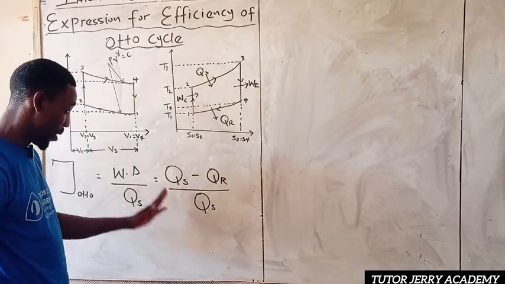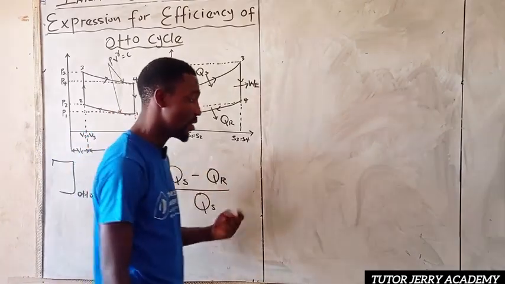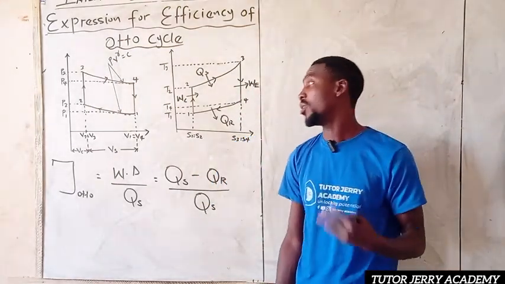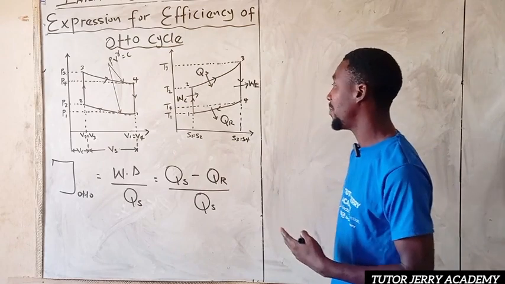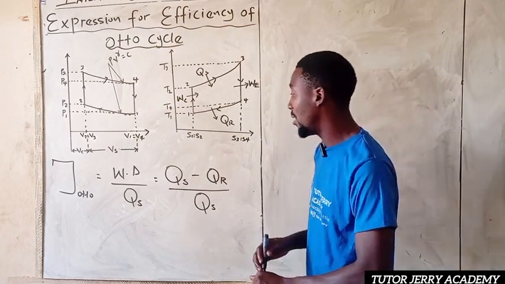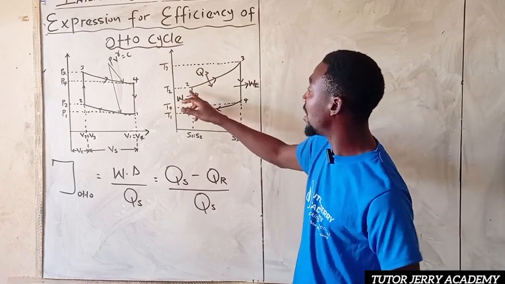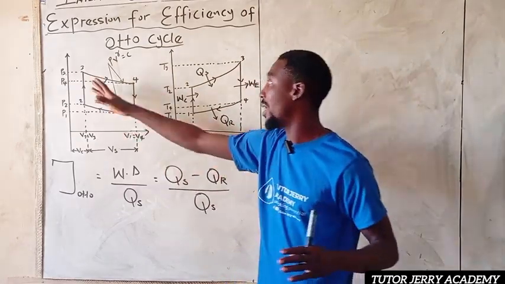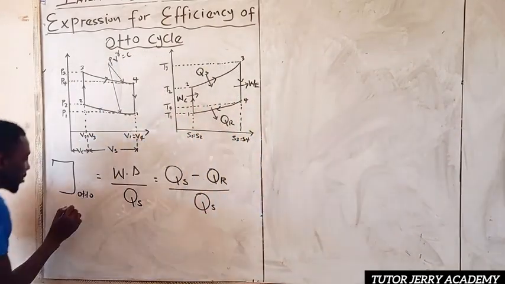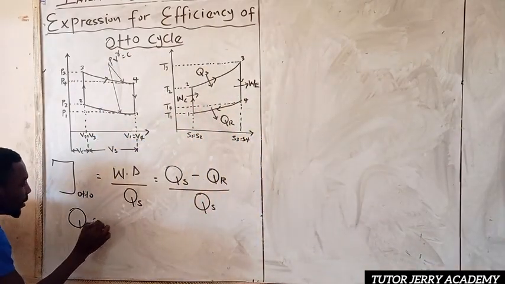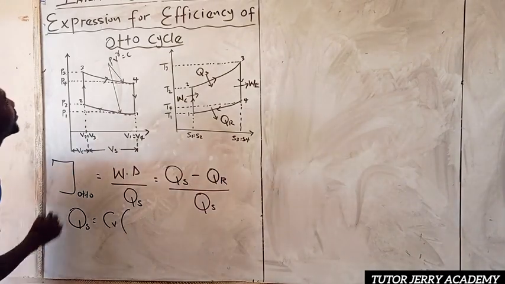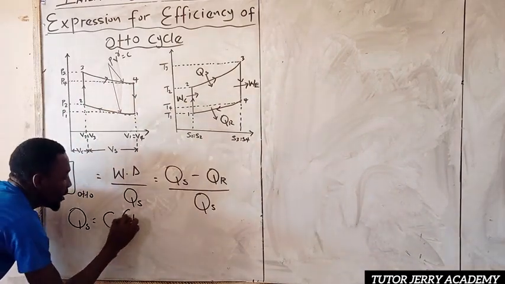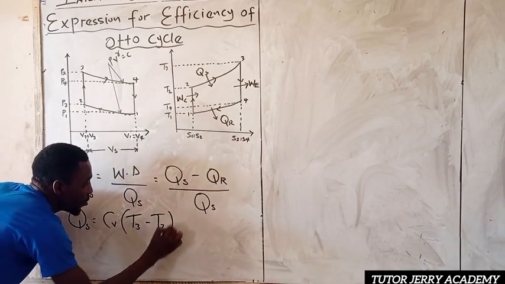All right. So you are going to note that our quantity of heat is supplied at constant volume, and our quantity of heat is rejected at also constant volume. So if you look at the diagram here, we have our heat supplied at process 2 and 3. So QS, the formula for QS will be equals to CV into T3 minus T2.